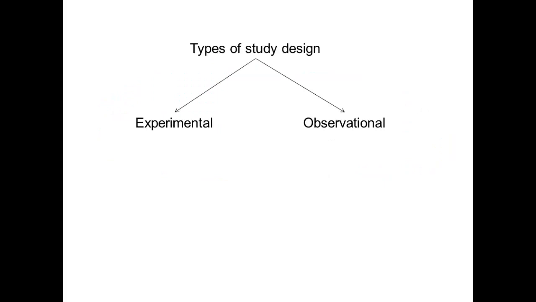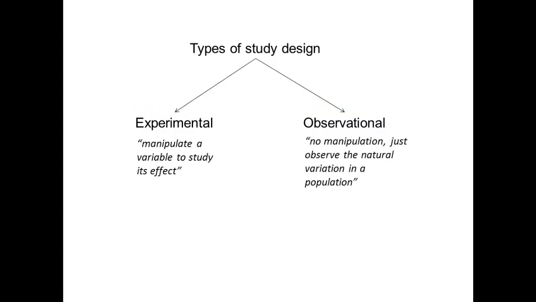There are two primary ways of collecting data for empirical research, by experiment or by observation. In an experiment, we manipulate a variable to study its effect. In an observational study, there's no manipulation, we just observe the natural variation in our population.